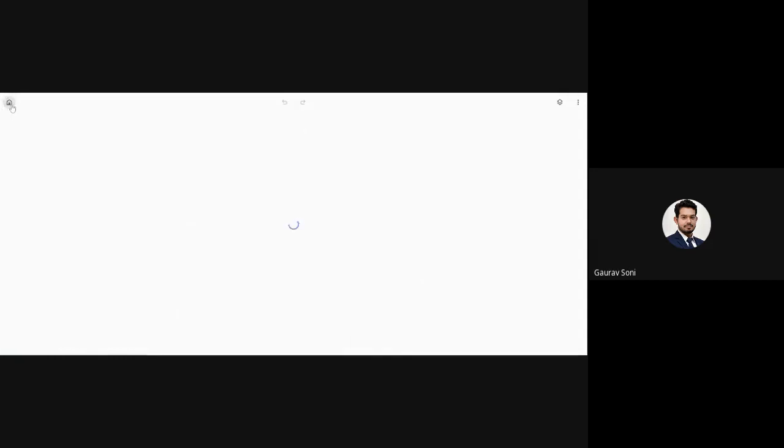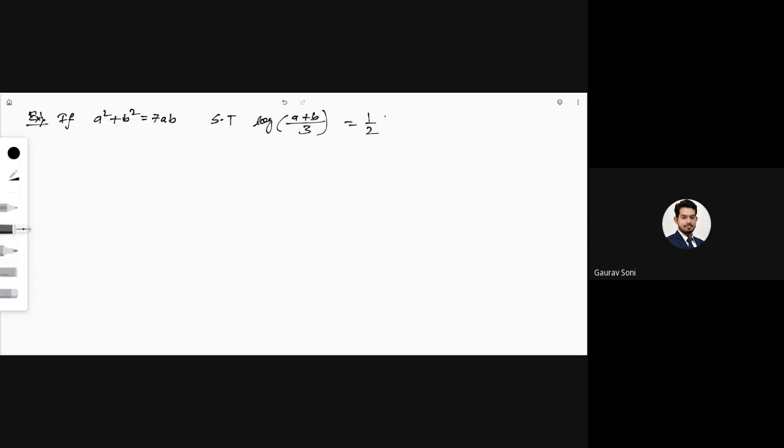Next, if a square plus b square is equal to 7AB, then show that log of a plus b by 3 is equal to 1 by 2 log of a plus log of b.